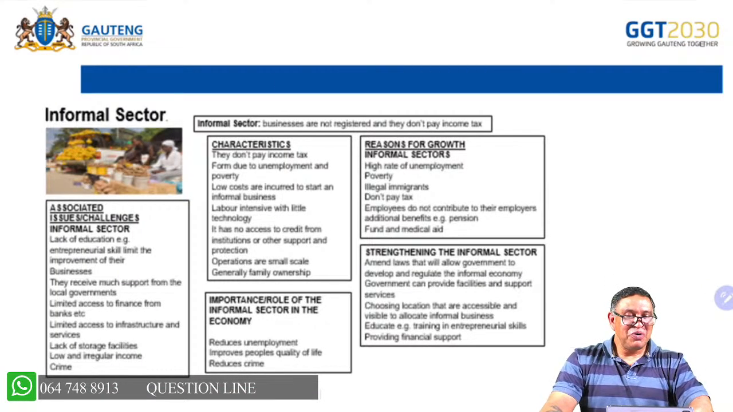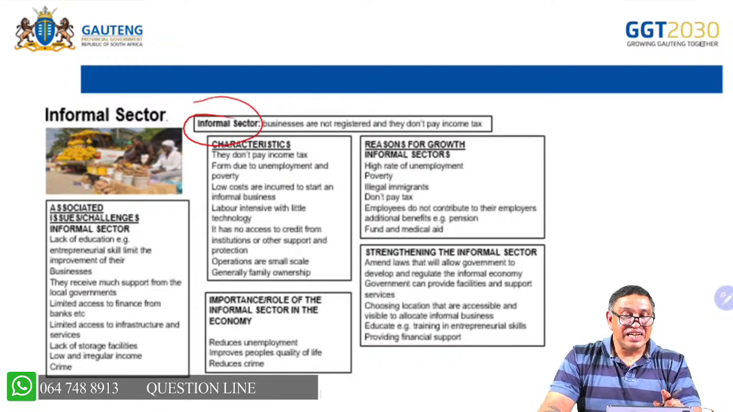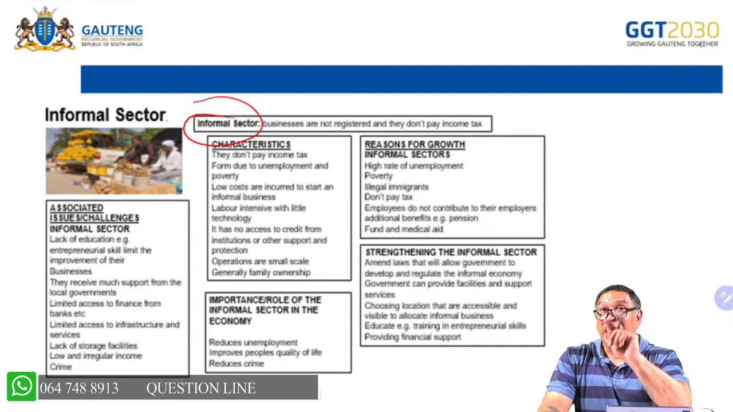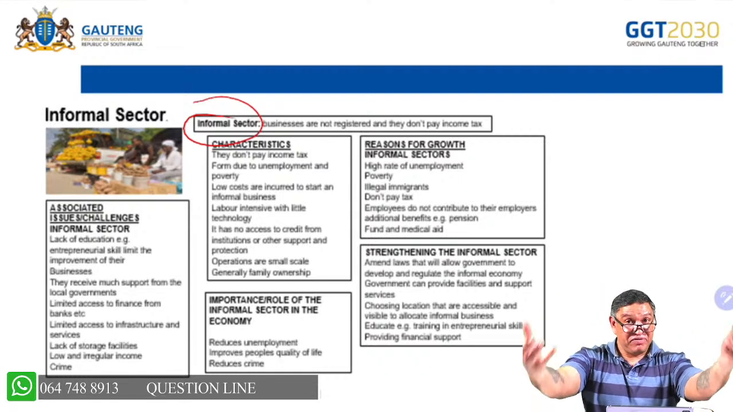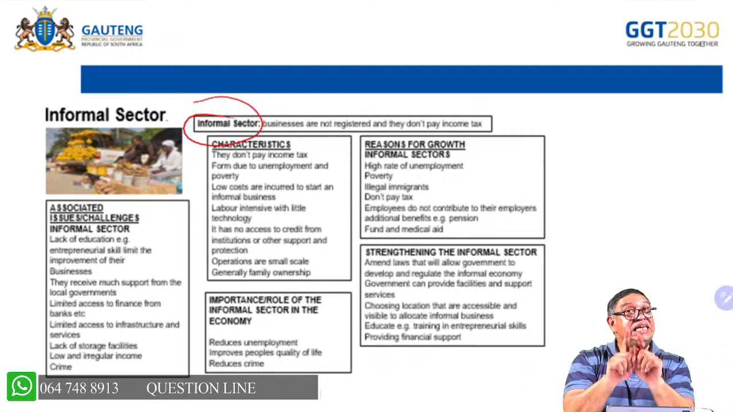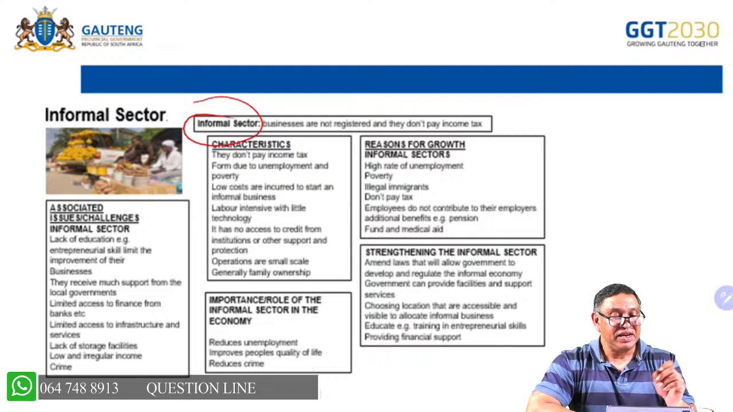The informal sector. What do we need to know here? What is the informal sector? It's a business that's not registered and they don't pay income tax. They do pay tax, learners. When they buy a loaf of bread, they're paying VAT, but they do not pay income tax. So it's a business that's not registered and does not pay income tax.